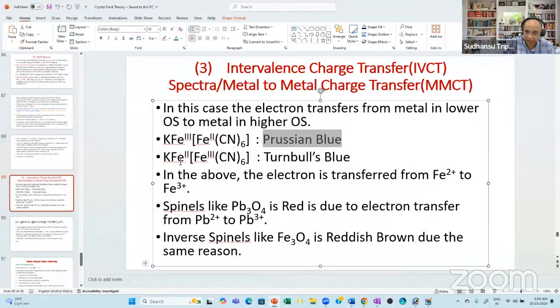No d-d transition, nothing in the ferrocyanide ion. Cyanide ion is giving a CTS.